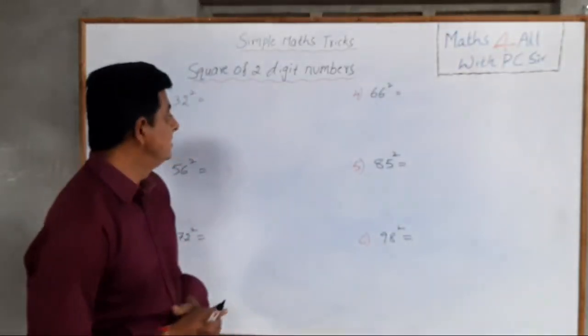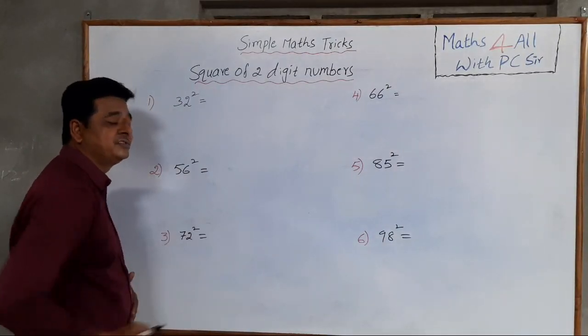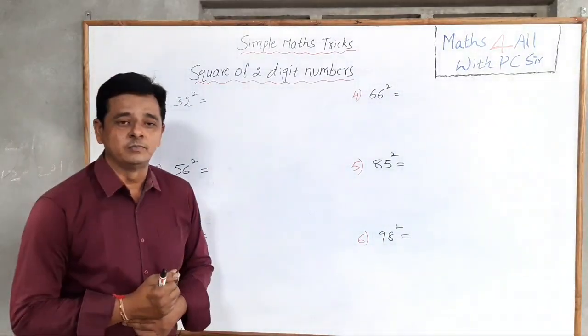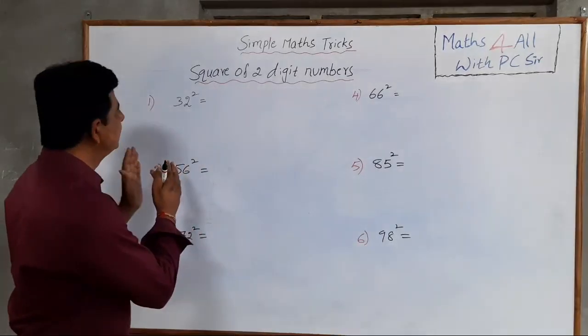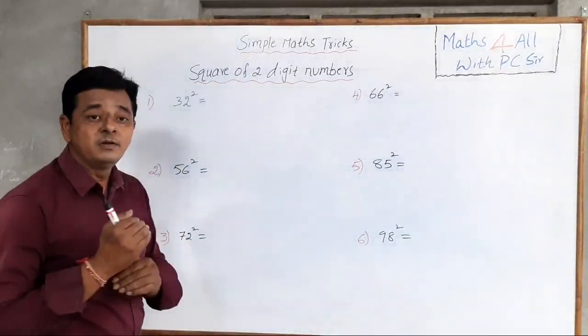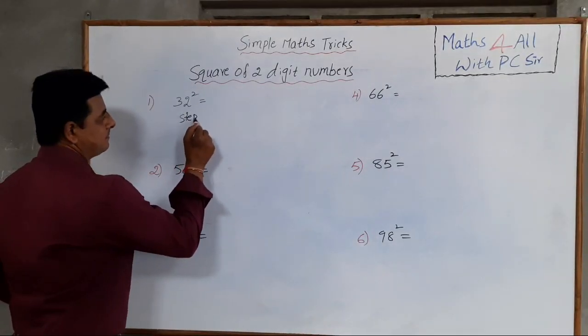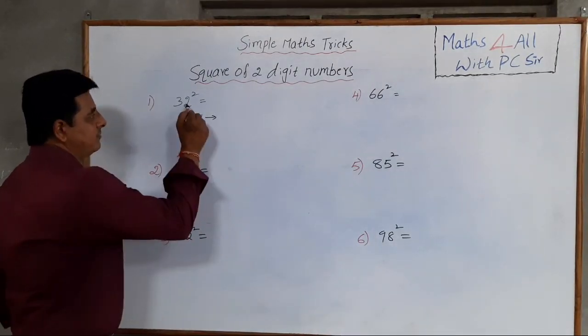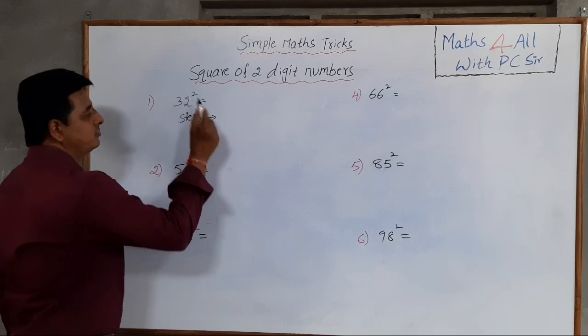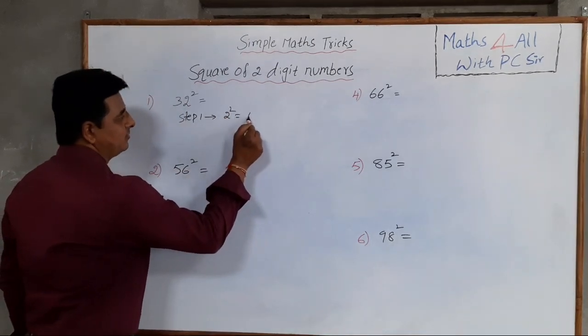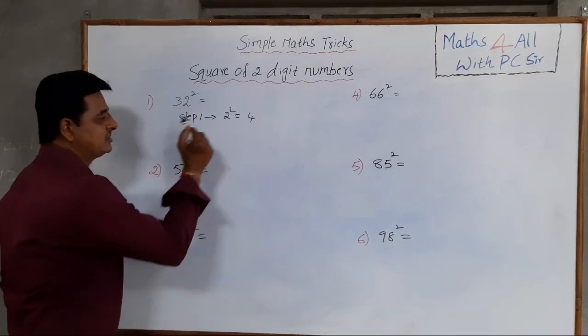Okay, so my dear students, see here, first one is 32 square, 32 into 32. And this question we will find by 3 simple steps. Step number 1: what is the unit digit there? 2. 2 square is equal to 4. It is the first step.